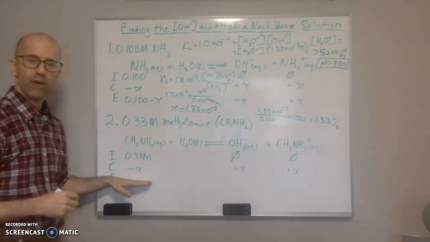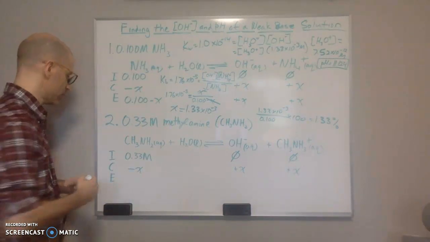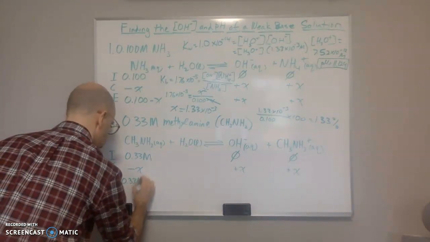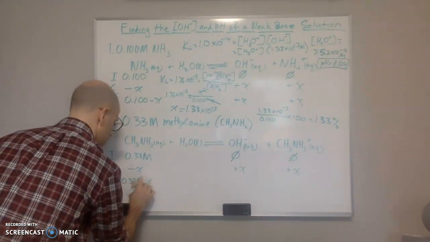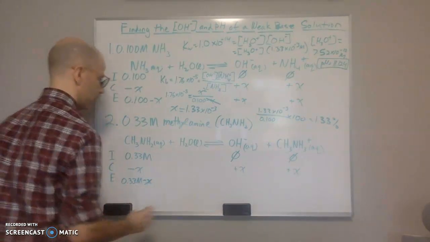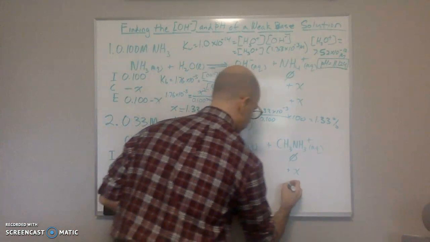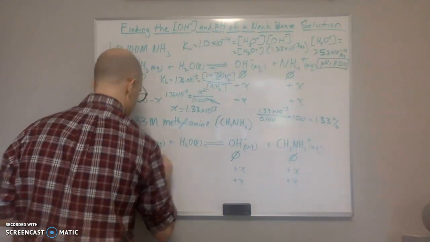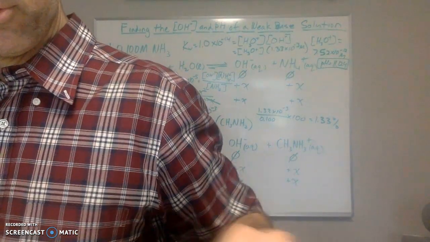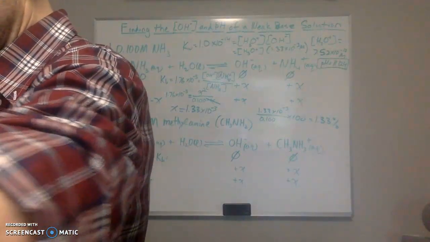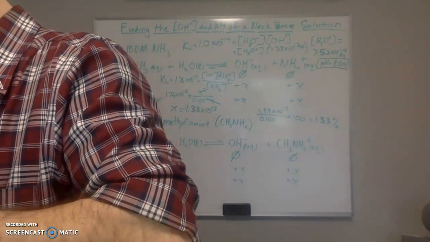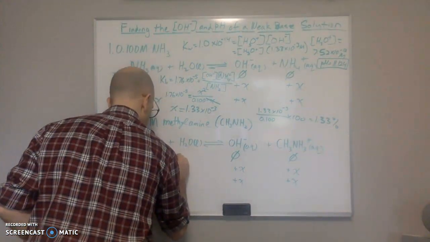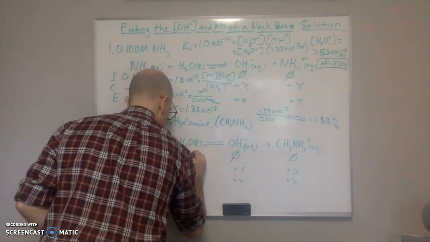Okay, so now that we have this, we have our change. We add these together to get the equilibrium expression, 0.33 molar minus X. So this will be minus X. And this will again be plus X, plus X. We set up our Kb expression. What's the Kb for this? The Kb for methylamine is 4.4 times 10 to the negative 4. So we have 4.4 times 10 to the negative 4.